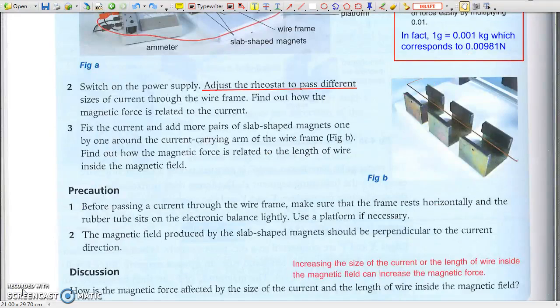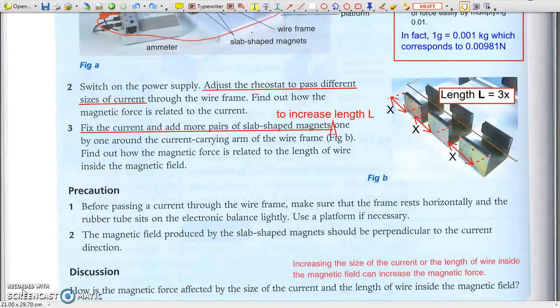To control the value of I in the experiment, the rheostat is adjusted so that different currents pass through the rectangular coil. To adjust the value of the length L, different numbers of slab-shaped magnets are put side by side, one after another. And in this case, it increases the length L.